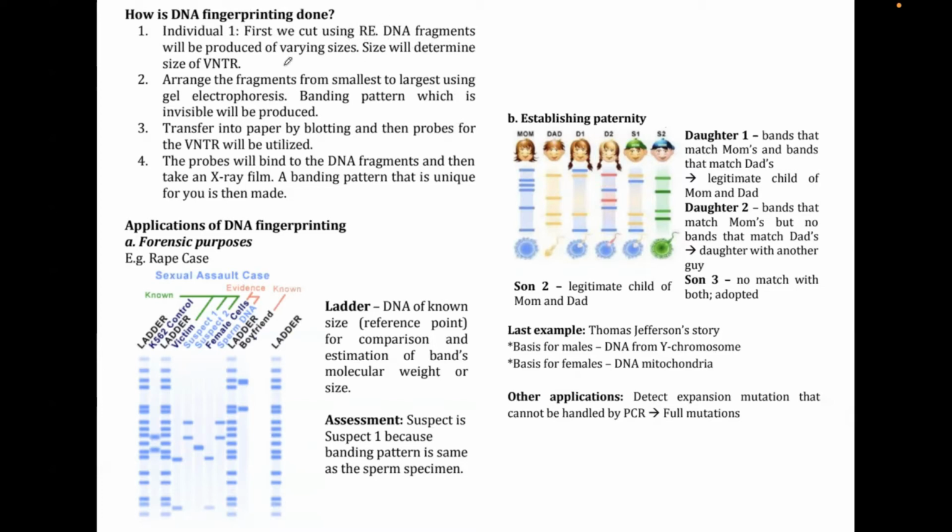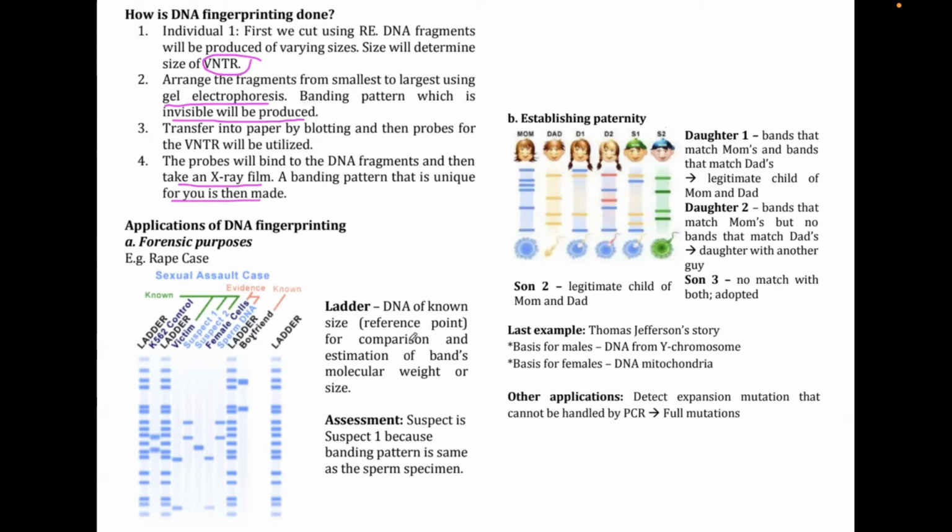Okay, the DNA fragments will be produced of varying sizes. Size will determine the size of your VNTR. Next step is we will arrange the fragments from smallest to largest using your gel electrophoresis. And then the banding pattern, which is invisible, will be produced. Number three step is the transfer into the paper by blotting, and then the probes for the VNTR will be utilized. So dito na papasok yung mga blotting techniques natin or your southern blot. And then the probes will bind to the DNA fragments and then to take an X-ray film. A banding pattern that is unique for you is then made.